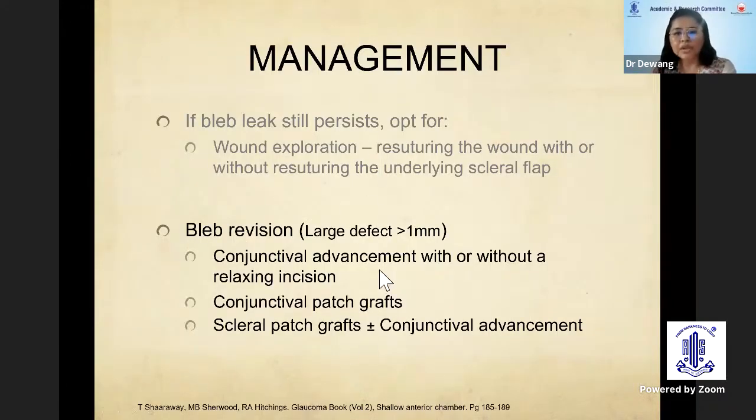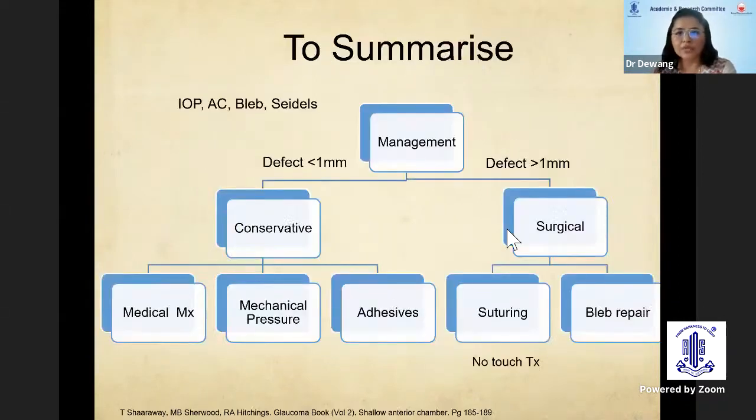On the other hand, if there's a large defect which is more than 1 mm, we can either do a conjunctival advancement, a conjunctival patch graft, or a scleral patch graft with conjunctival advancement. The videos, I think, would be overlapping with that of Dr. Gauri.